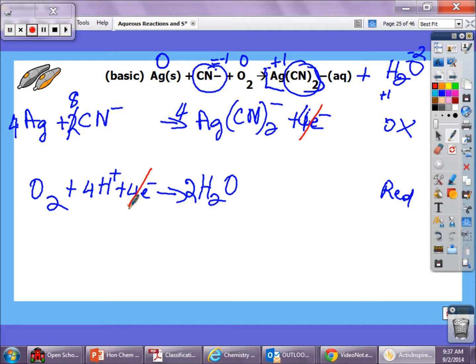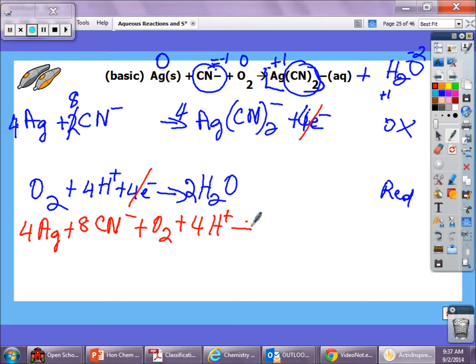Now let me rewrite my equations. I have 4H plus, 4Ag, plus 8CN minus, plus O2, plus 4H plus, yield 4Ag CN2 minus plus 2 water.